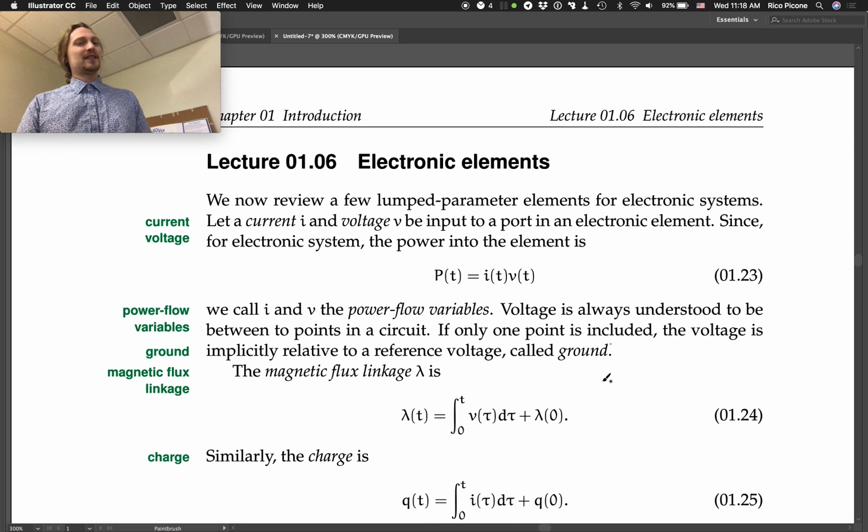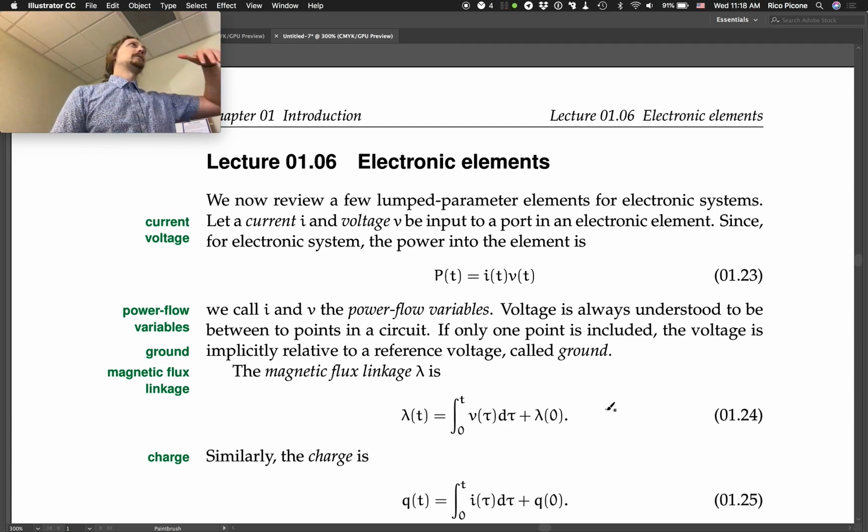Electronic elements. Lecture 1-6. We now review a few lumped parameter elements for electronic systems that are all going to be familiar to us. So actually this lecture is completely review of electronic elements, but we're doing it in a way that is parallel to how we introduced the other elements. And then on Friday, we're going to tie up the ends and see that they all have parallels. Okay, that's the plan. So I marched through in the same formulaic way.